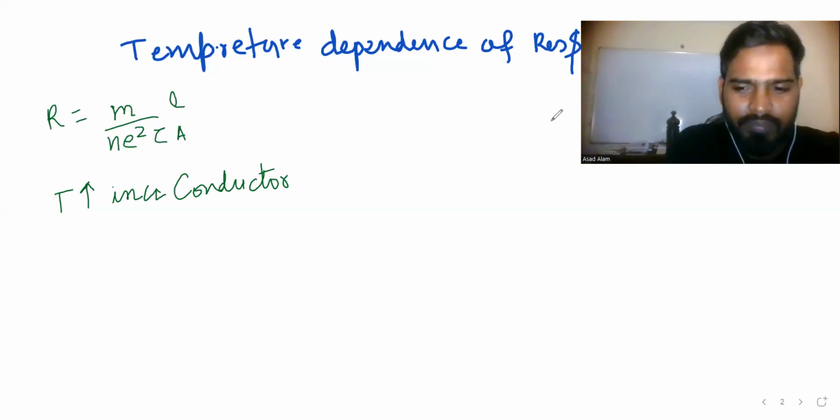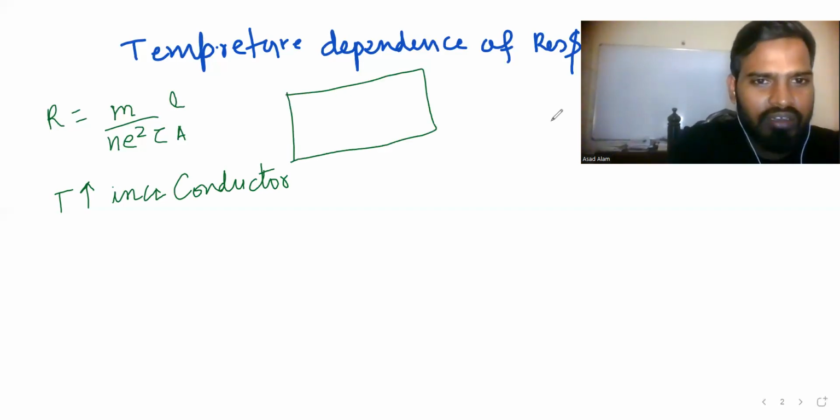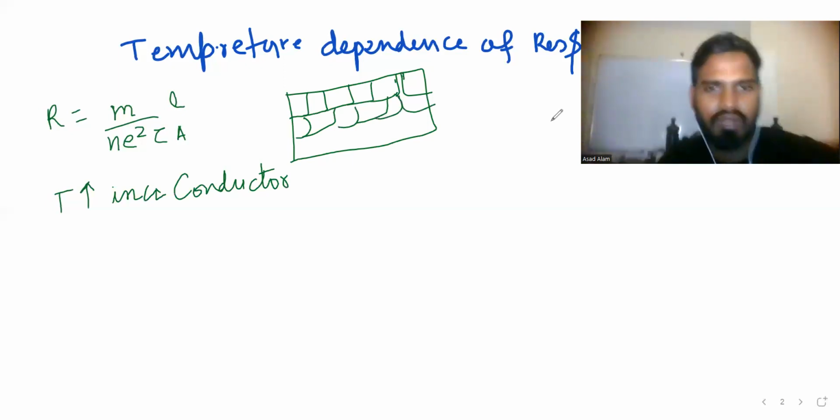Ultimately, what happens here? I'm giving an example. Suppose a big apartment is there, many homes. Let's consider 100 homes are there, 200 homes are there inside that apartment.